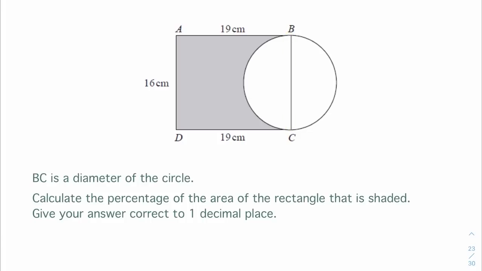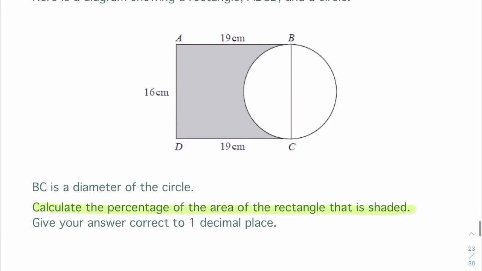So to get the percentage that's shaded, we want to know the area of the whole rectangle, and then the area of just the shaded part. Okay, so we're going to highlight that because this is a relatively tricky question. So calculate the percentage of the area of the rectangle that is shaded.